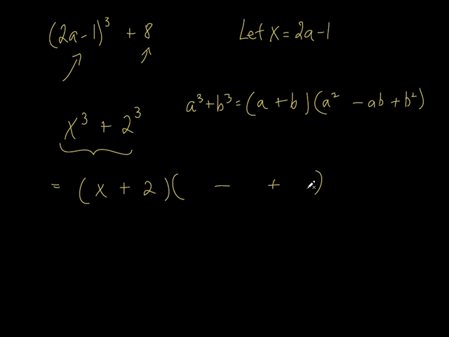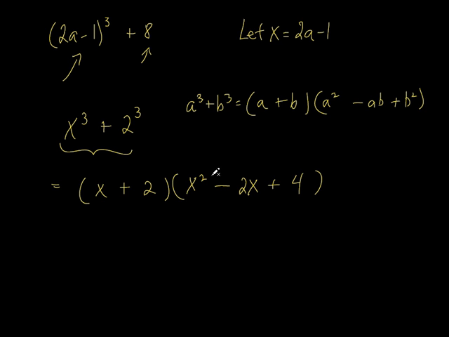Square the x here, square the 2 here. So that's going to be x squared. This is going to be 2 squared. What's 2 squared? Well, it's 4. And then we go ab, or x times 2, or 2 times x. So we're going to write it just like that.